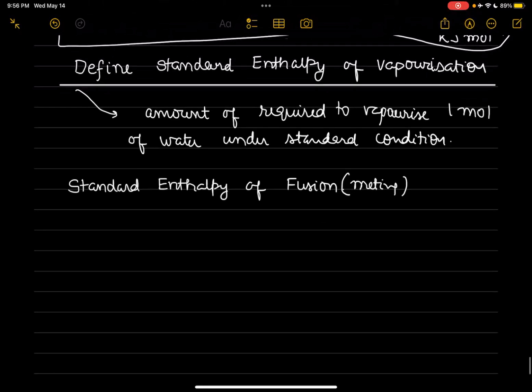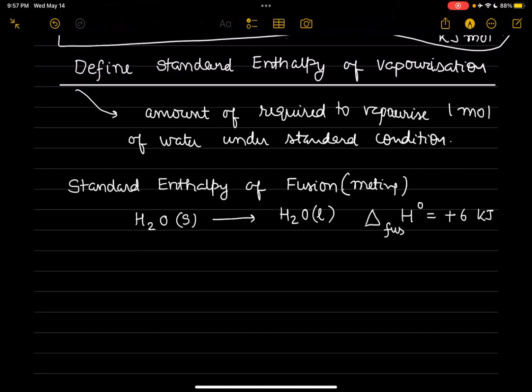So for a standard enthalpy of fusion, H2O solid goes to H2O liquid. Fusion means melting. So whatever the heat required under standard condition of 1 bar, I will write the subscript, not completely, but just small initials, that represent delta fusion H standard condition equal to plus 6 kilojoules per mole.